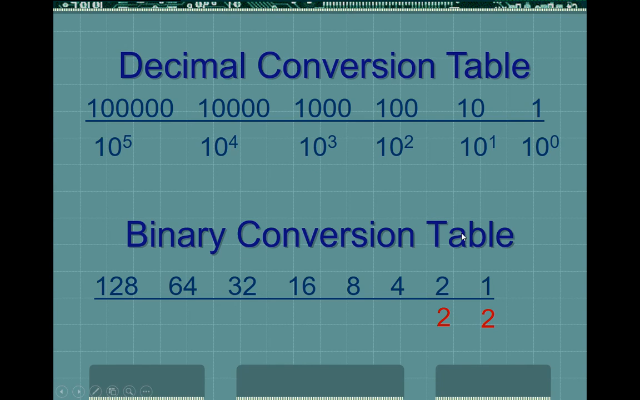In the binary system, there are only two possible digits, 0 and 1, remember? So the place values are made by powers of 2. This is 2 to the 0 is 1, 2 to the first is 2, 2 to the second is 4, 2 to the third is 8, and so on and so on. So these right here are the names of the place values in the binary system.